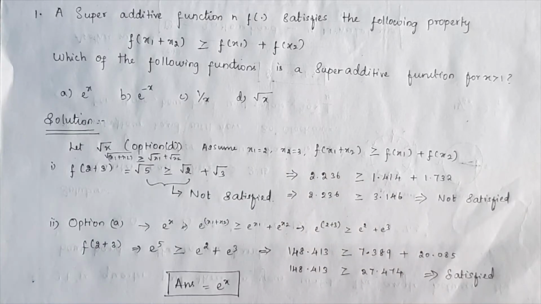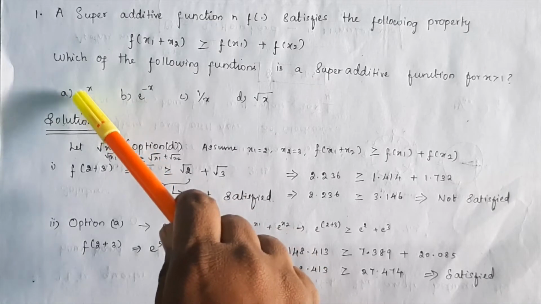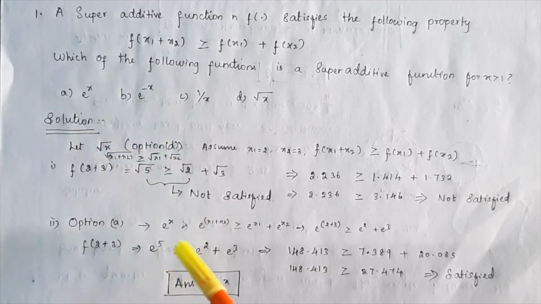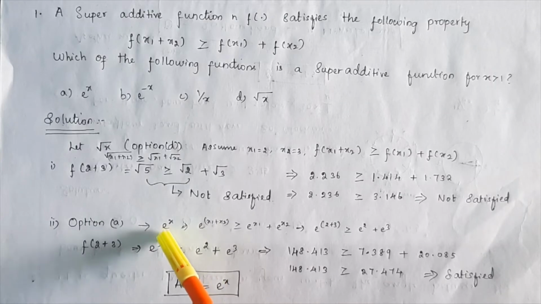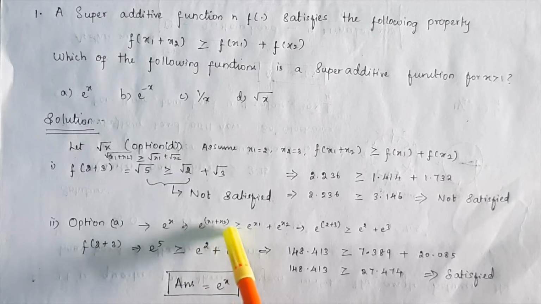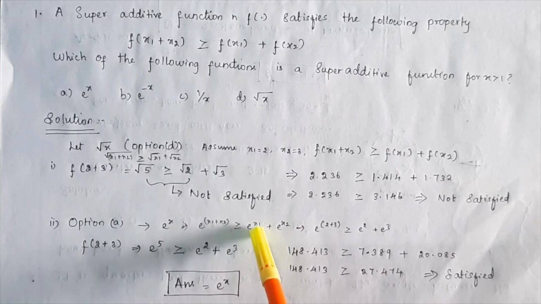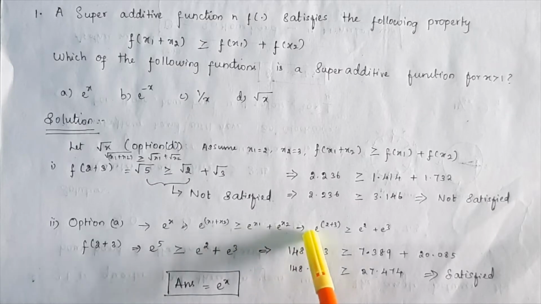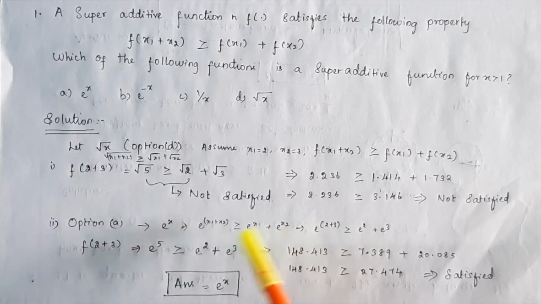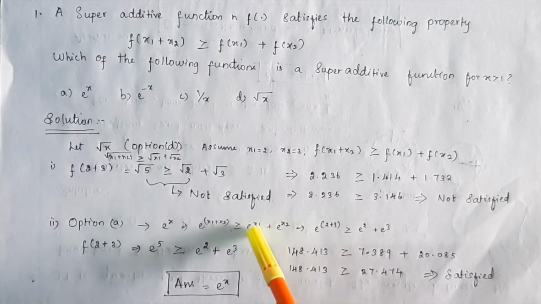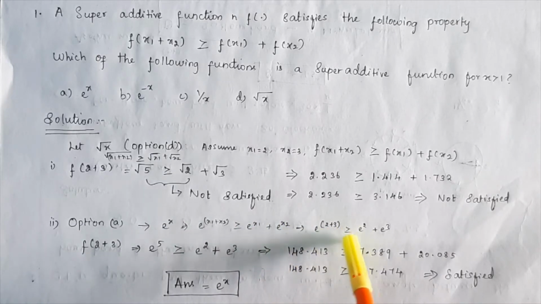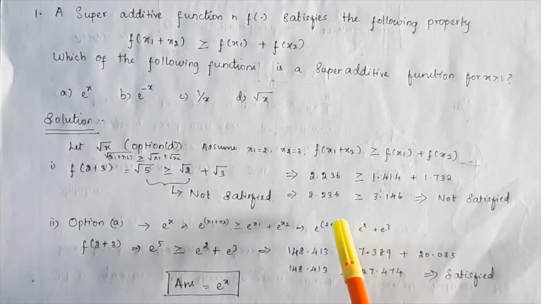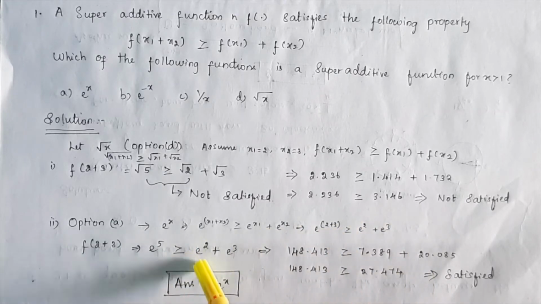Next I will check option A, which is e power x. I'm going to substitute e power x in the defined property. It becomes e power x1 plus x2 is greater than or equal to e power x1 plus e power x2. Next I'm substituting the values of x1 and x2. So e power 2 plus 3 is greater than or equal to e power 2 plus e power 3. Then I substitute the values of e power 5, e power 2 and e power 3.